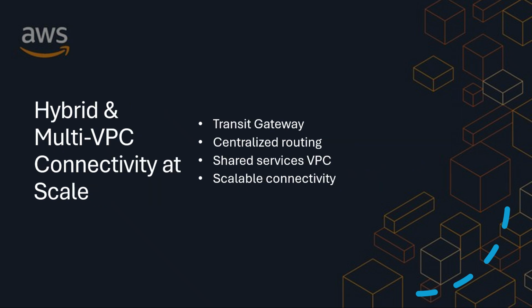Many architectures require multiple VPCs or hybrid connectivity. Transit Gateway is the best way to scale because it centralizes the routing and supports thousands of VPCs and on-prem networks. Enterprises commonly use a shared services VPC for DNS, authentication, monitoring, and security tools. This reduces duplication while improving consistency and performance.